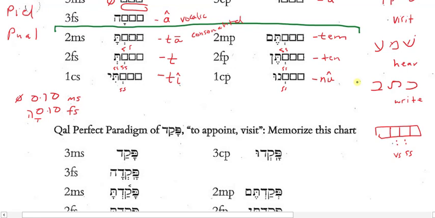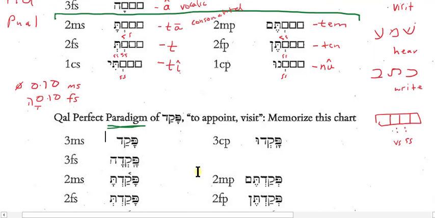Let's now look at what is called the Qal perfect paradigm. Do you know what the word paradigm means? A paradigm is basically a model or a pattern that you can then apply to other new words that you maybe didn't know. And so we're going to use the verb pakad, which means to appoint or to visit, as our paradigm for the Qal perfect conjugation.